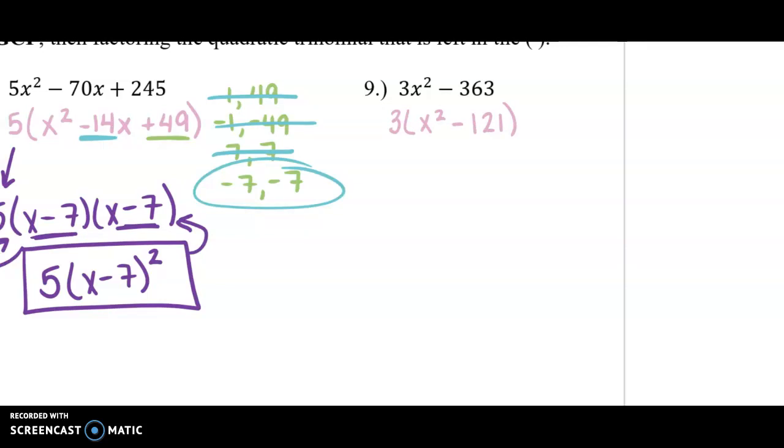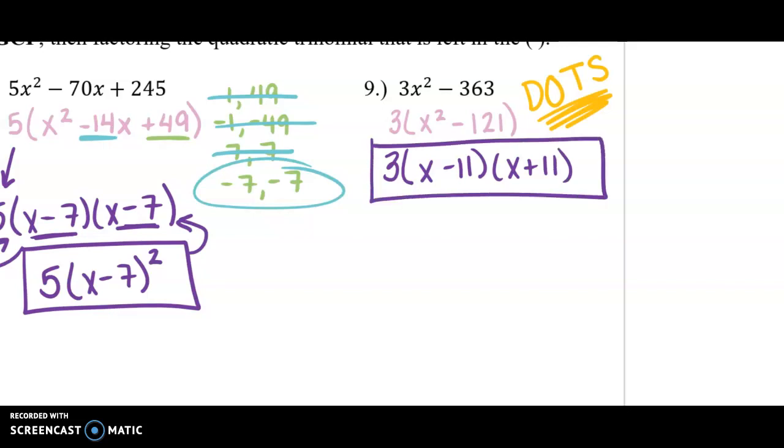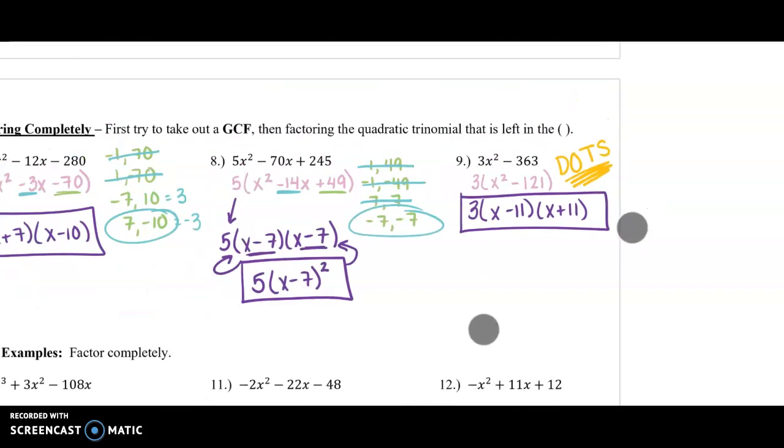Some might be like, oh, that's not anything we've seen today. Yes, but it's something we've seen before because this is a difference of squares problem. We still know how to do these. So this would be 3 times x minus 11 times x plus 11. And that would be our final answer for that one.